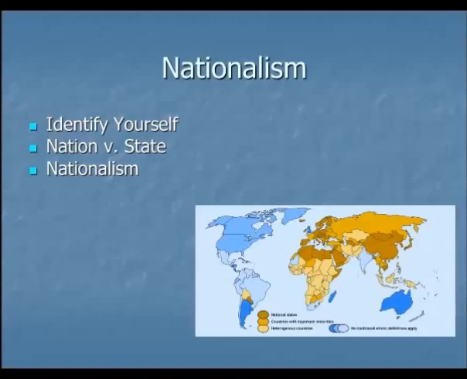Nationalism is based on two principles, and these are very important. The first is that your loyalty should be to your nation above anything else. The second is that every single nation should have its own state, its own government. So where should German people live? Germany. Where should Italian people live? Italy. Where should French people live? France. And so forth.